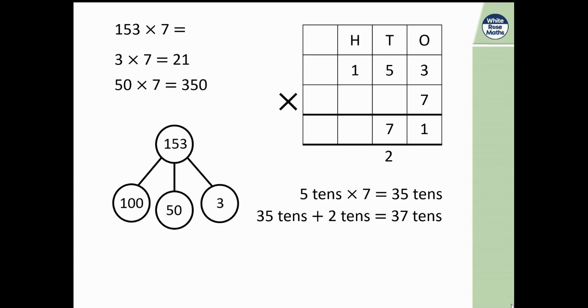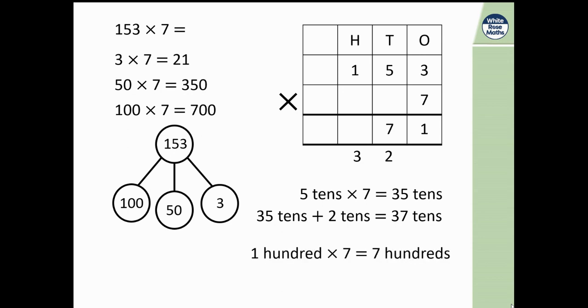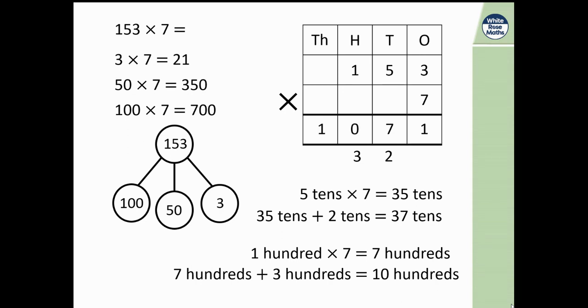So you put your 7 there under the tens and you carry over your 3 hundreds. And then you've got 7 multiplied by 100, that gives you 700, and you add on the 300 there. Yeah, so that's now going to give you 1,000, isn't it? So that's going to give you 1,071.